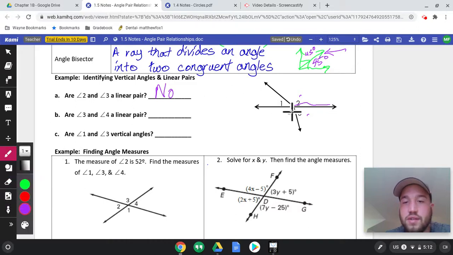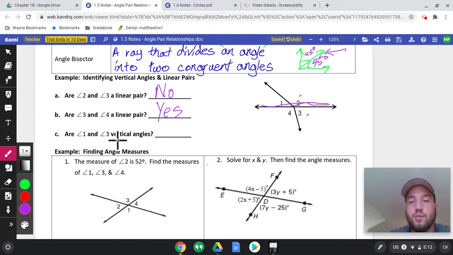All right, what about 3 and 4 down here? Hopefully you notice this line is straight. So 3 and 4 would be, yes, they are a linear pair. They're supplementary, or they add up to 180. They're also adjacent. They share a side.